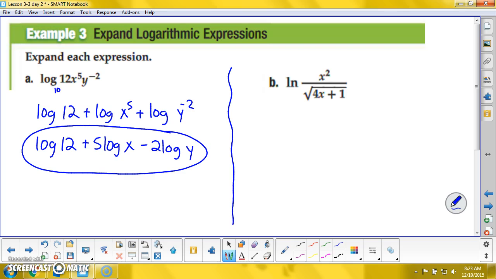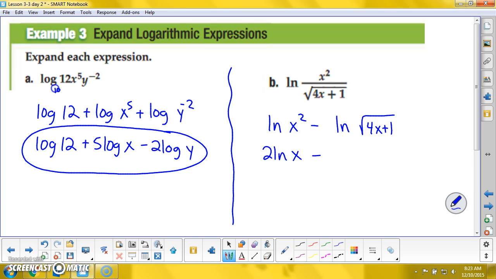Part B, same kind of problem, except this time we have a natural log instead of a common log. And now we've got two terms being divided, so we'll have to rewrite this as the difference of two logs. Okay. Then on this first term, we can take that exponent and make it a coefficient, so we change it into 2 natural log of x.